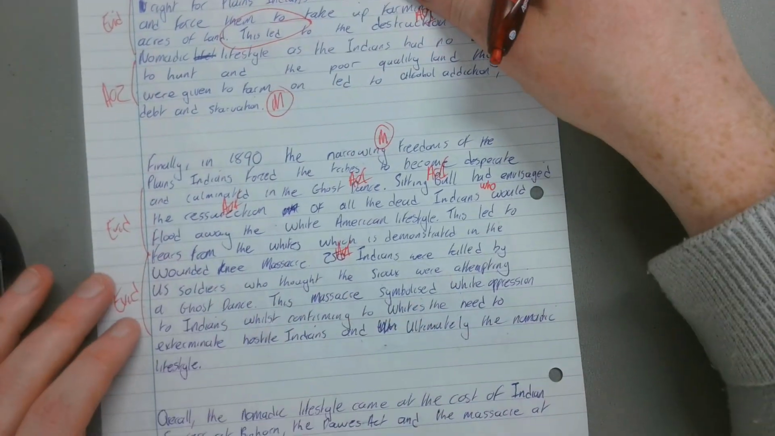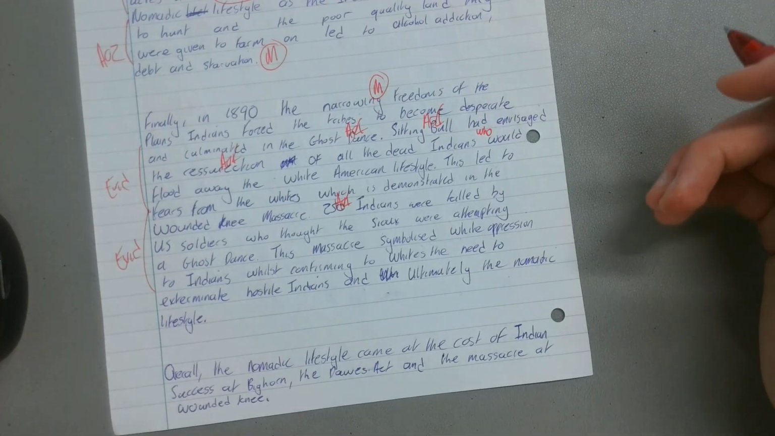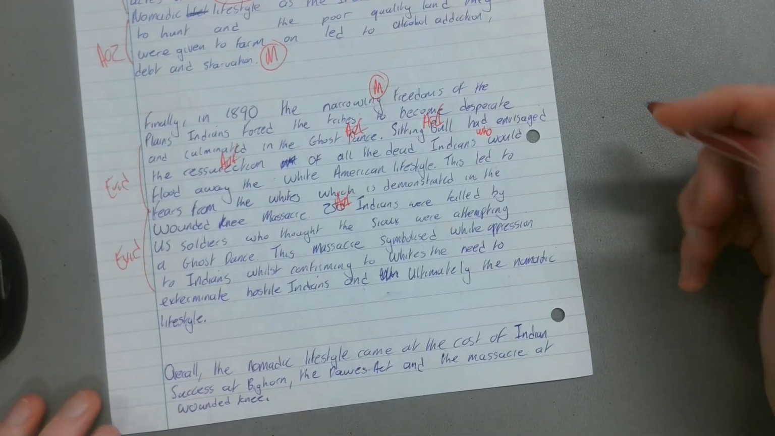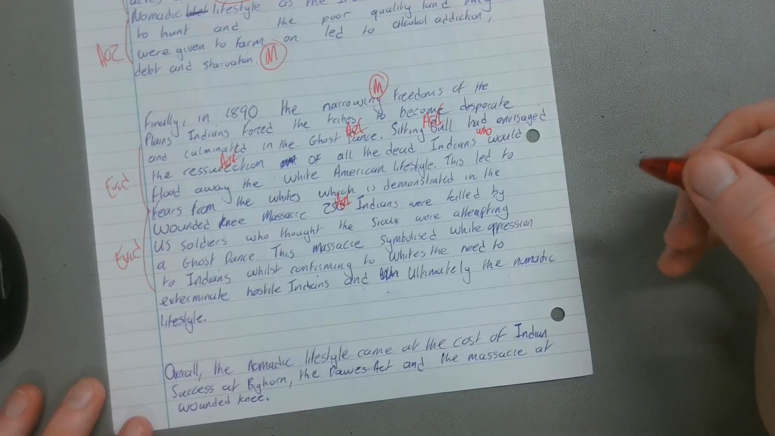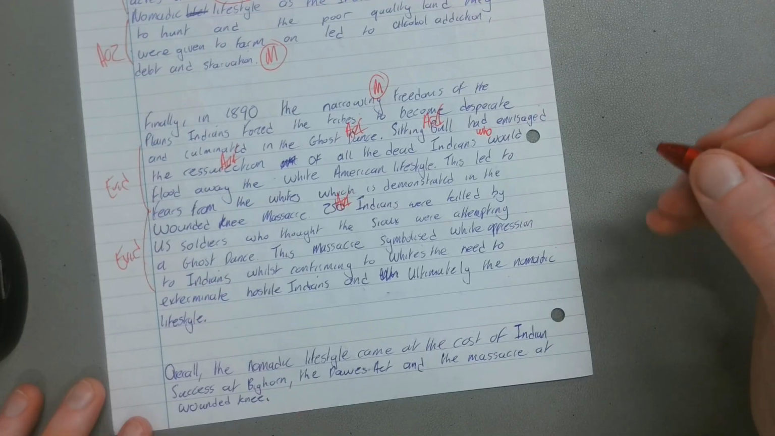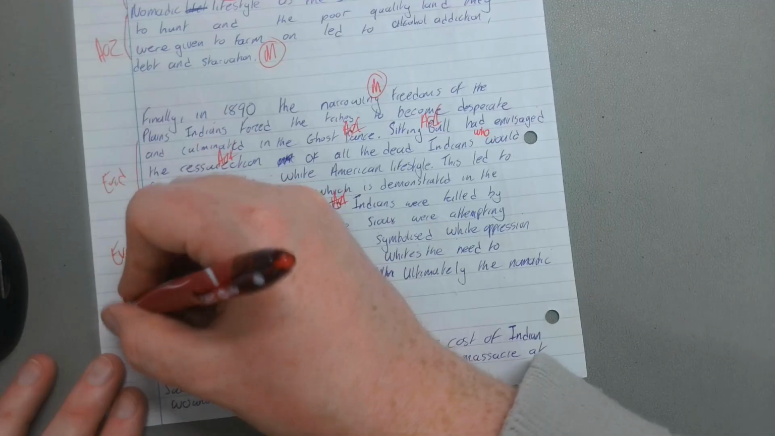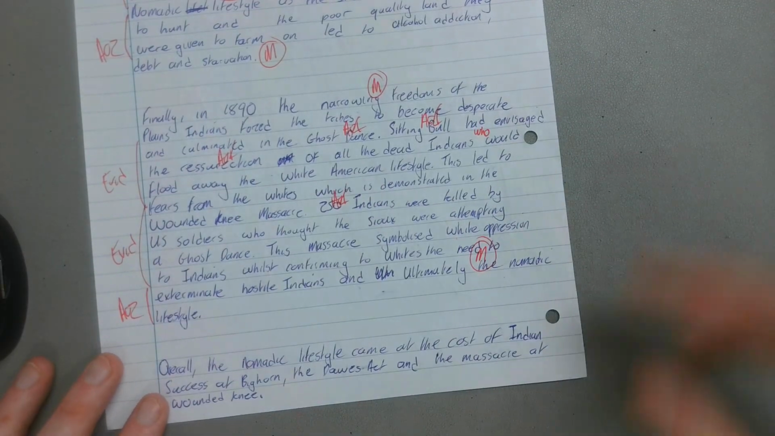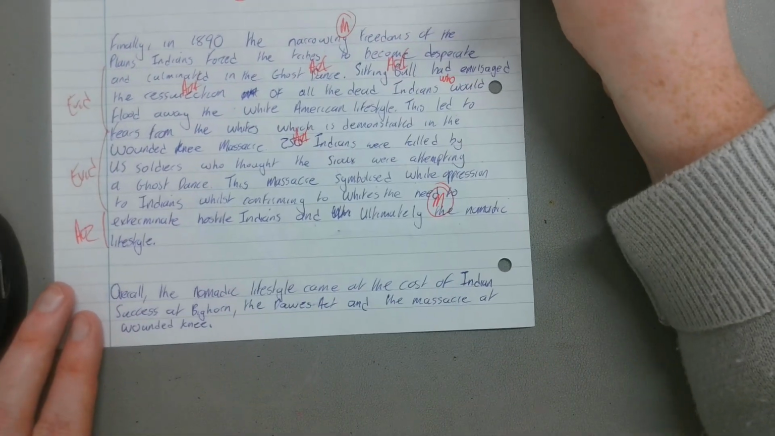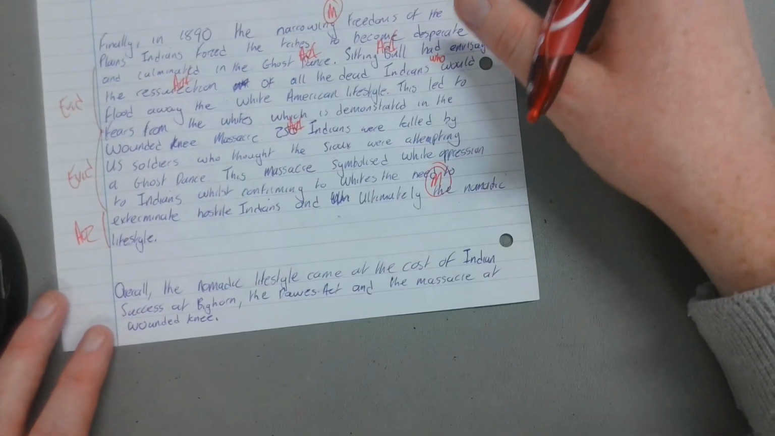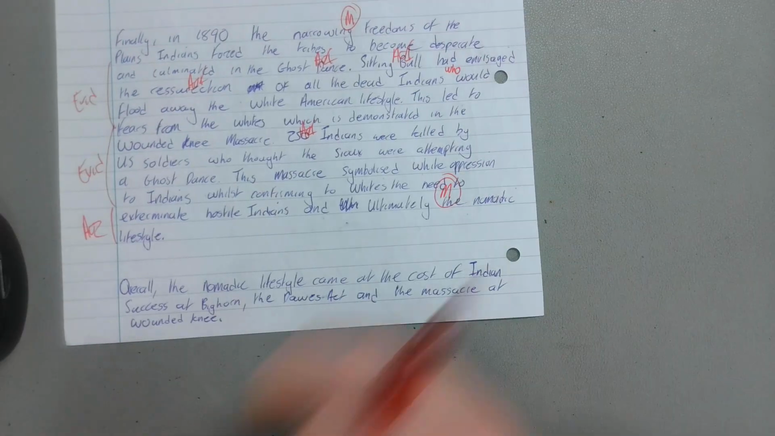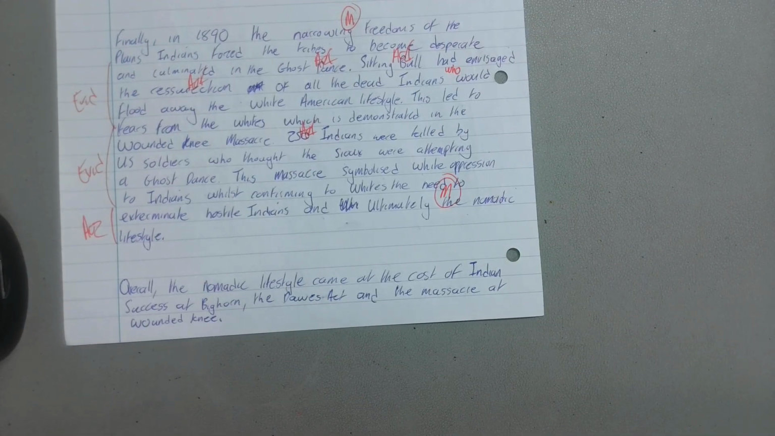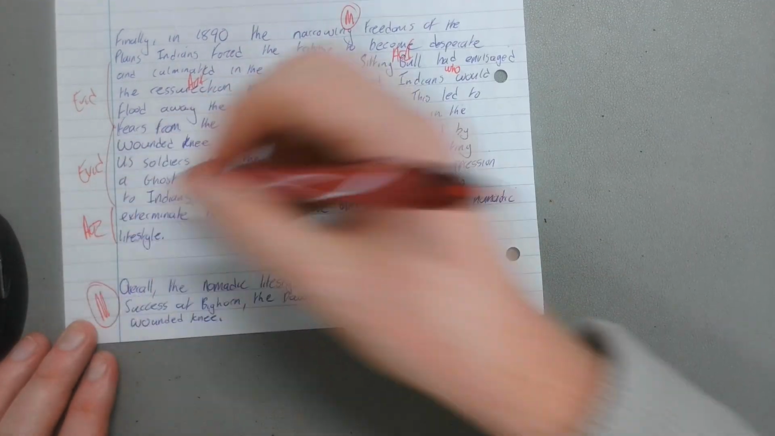This massacre symbolised white oppression to the Indians whilst confirming to the whites the need to exterminate hostile Indians and ultimately the nomadic lifestyle. And again, you can see here, there's my AO2, and ultimately the nomadic lifestyle, that's the death of the Plains Indians' way of life. Going straight back to my motif, overall the nomadic lifestyle came at a cost of the Indian success at Bighorn, the Dawes Act and the massacre at Wounded Knee. And there is my motif yet again.